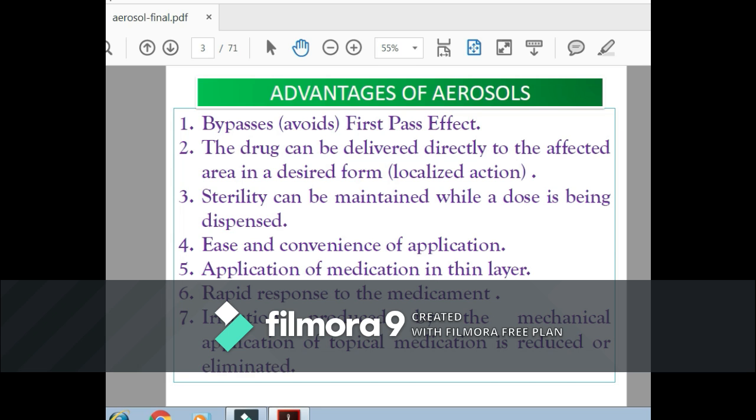So in the case of aerosols, as well as topical dosage forms and injections, or other types other than oral drugs, the first pass effect will be avoided, because aerosols are not taken through the oral cavity. Aerosols are taken through the nasal cavity. They are applied on the skin, or onto any kind of body cavity. That's why the drug will not be metabolized in the stomach. So by this way we can avoid the first pass effect or the metabolism of the drug.